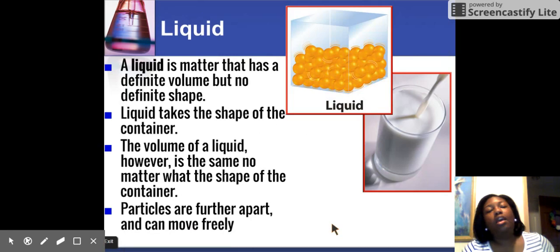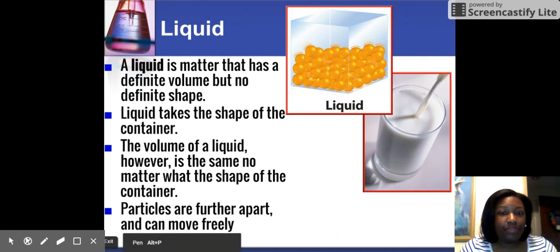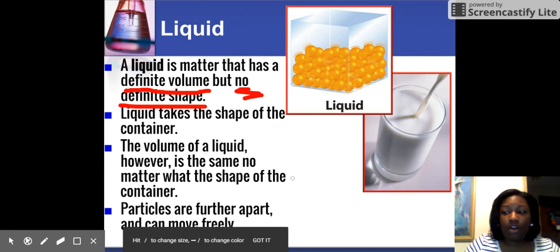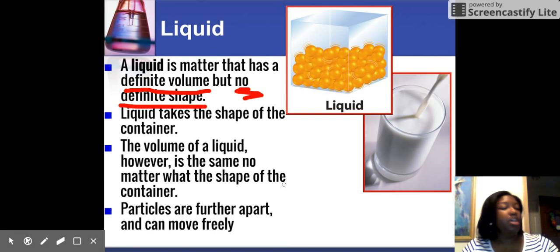So, liquids. A liquid is matter that has a definite volume but no definite shape. Here's my water bottle, and the liquid inside takes the shape of this bottle. So it takes the shape of its container, and the volume of a liquid, however, is the same no matter what the shape of the container.